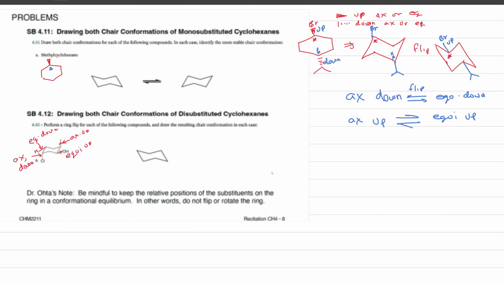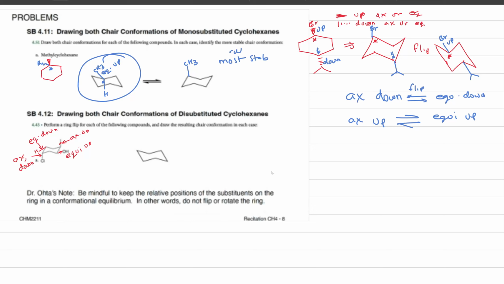Yeah, so for this one, if I mark this as my carbon, the axial will be down, and it has to be my hydrogen, which means my methyl group will go here. If I flip it, this carbon then should point up, and because this is equatorial up, I have to be going axial up. Which one is more stable? This one.